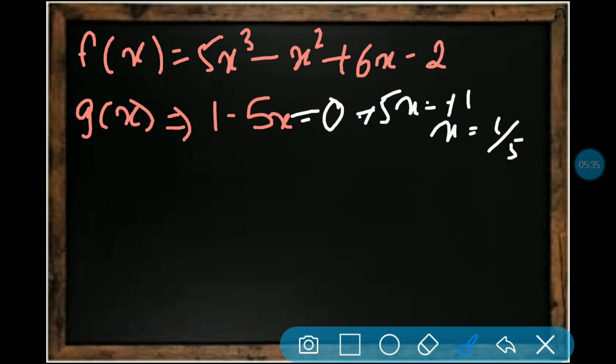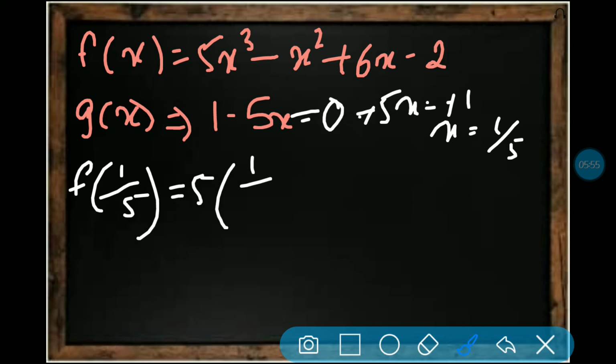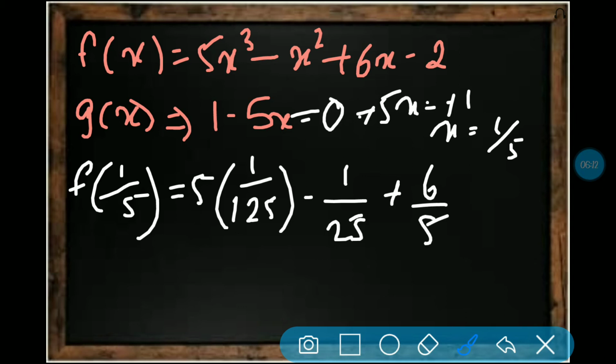Now wherever you find x in this polynomial, that is f of x, there you will substitute 1 by 5. So f of 1 by 5 is equal to 5 into 1 by 5 whole cube, which is 1 by 125. So 5 into 1 by 125, minus x square, again 1 by 5 square is 1 by 25, and plus 6x. So 6 into 1 by 5 is 6 by 5, and minus 2 as it is, right?